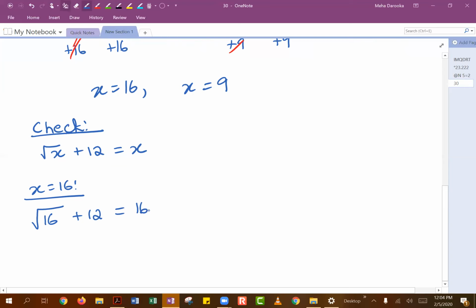What is square root of 16? Very good. 4 plus 12. Okay, so this guy is giving us a true statement, which means 16 is a good candidate. He works in the original equation.